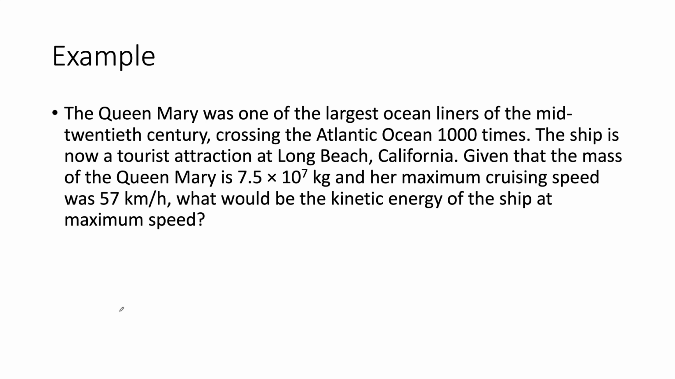And so let's look at the problem. Now, the Queen Mary, the largest ocean liner in the mid-20th century, crossed the Atlantic 1,000 times. That's background. Don't have to worry about that. The ship is now a tourist attraction. Okay, a bit more background. Now, this is what we have. Given the mass is 7.5 times 10 to the 7th kilograms, and maximum cruising speed is 57 kilometers per hour. We want to know the kinetic energy.